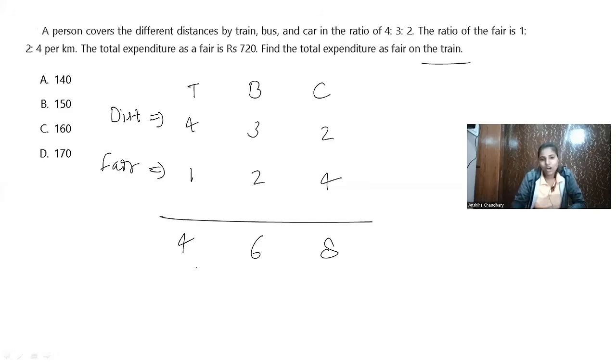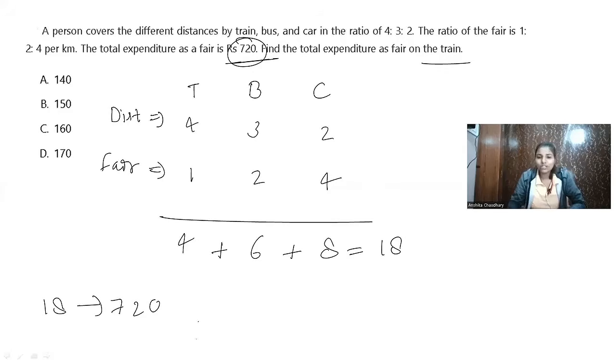But according to the question, the total fare is 720. But according to us, the total fare is 4 plus 6 plus 8. That means 18. But what is the question? The question has given us that 720 is the total fare, but according to us 18 is the total fare. So we will find out the 1 unit fare, right? So it will be 40, and we have to find out the train's fare.